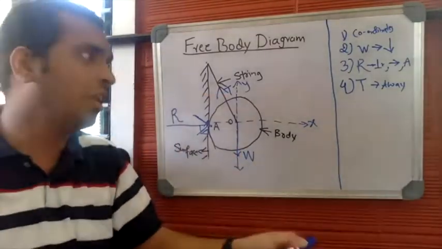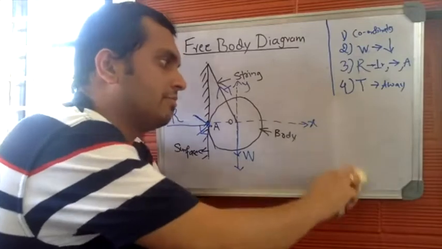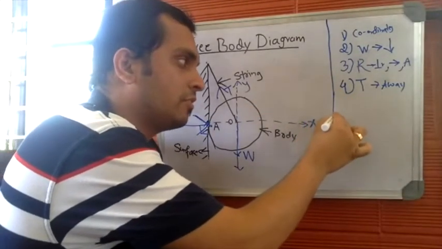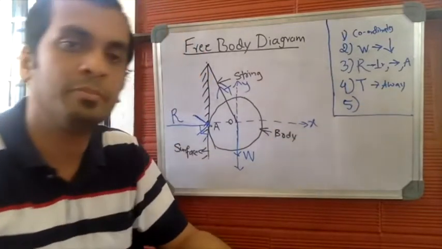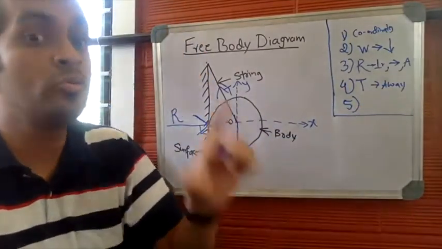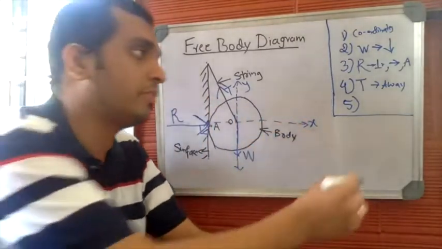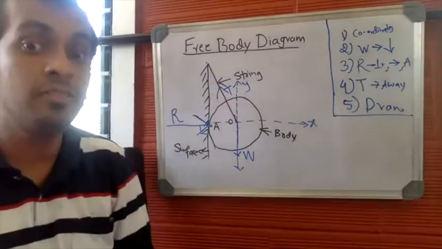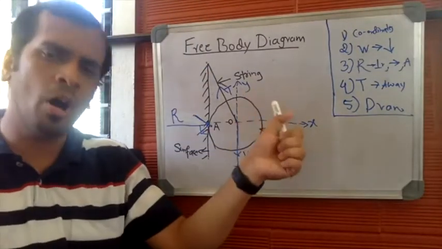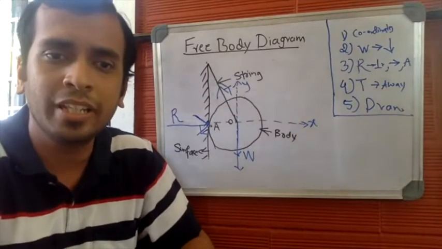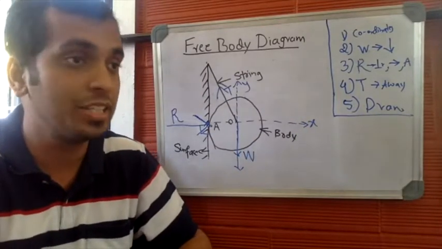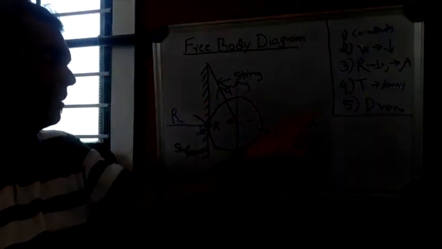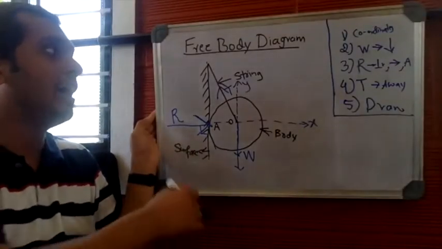So once you mark all the hidden forces, step number 5 is to draw only the coordinates and forces systematically, by bringing all the forces to the center and making it a concurrent force system. So you have to draw only the coordinates and the forces.